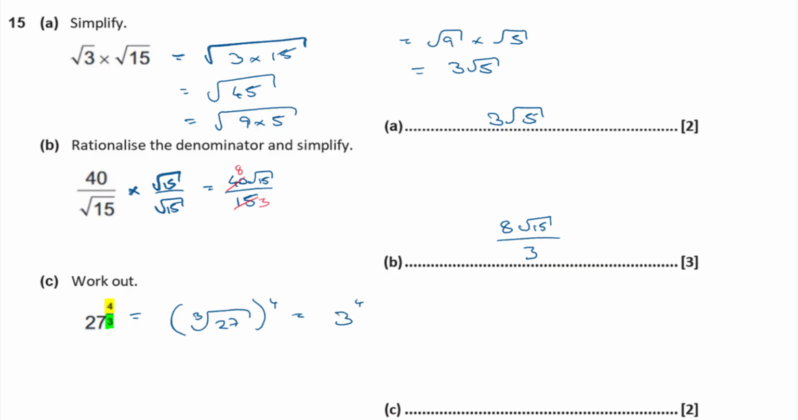So we've dealt with the cube root part. We still need to deal with the factor of 4. So 3 to the power of 4, what's that then? So 3 times 3 is 9, times 3 is 27, times 3 is 81. So then the answer is going to be 81.